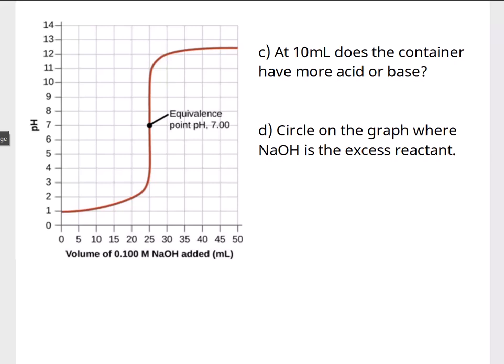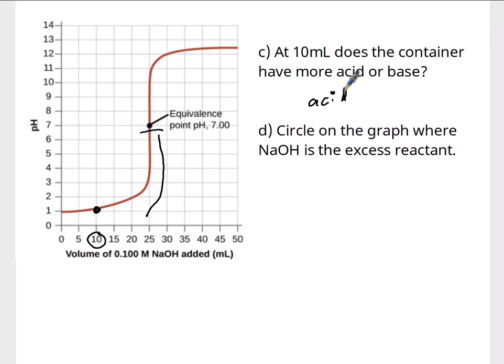Here it says, at 10 mL, does the container have more acid or base? Well, here's 10 milliliters. If I follow that up, notice the pH is less than 7. I'm also before the equivalence point. Any point before the equivalence point, I'm going to have more of the acid. So that means I have more acid.